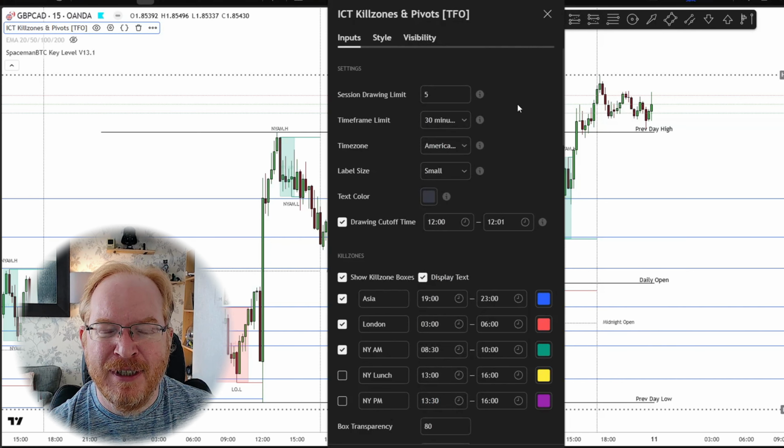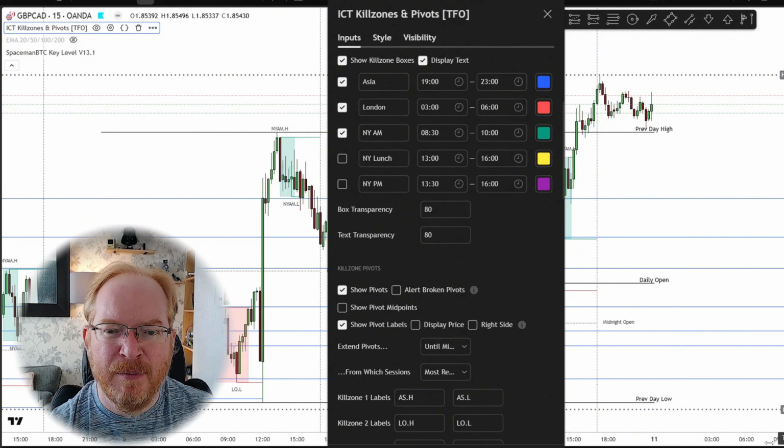So that's at 1:30 UK time, which equates to 8:30 in the morning, and then through to 10 o'clock in the morning on the offset time here. You can also change your time zone down here and make it easier for you to set up. It's just how I've got it. Again, it doesn't really matter. Box transparency 80, text transparency 80.